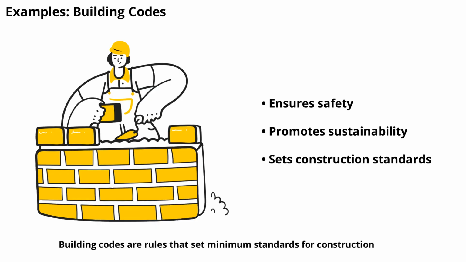Building codes are rules that set minimum standards for construction. These regulations ensure that buildings are safe, accessible, and energy efficient. By enforcing building codes, governments protect occupants and promote sustainable development.